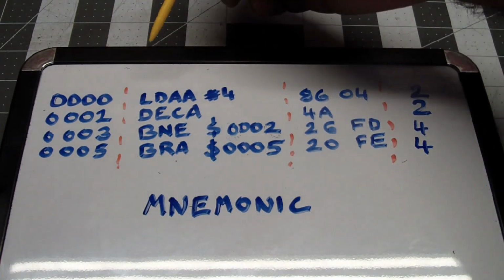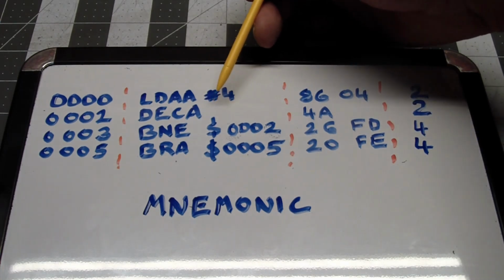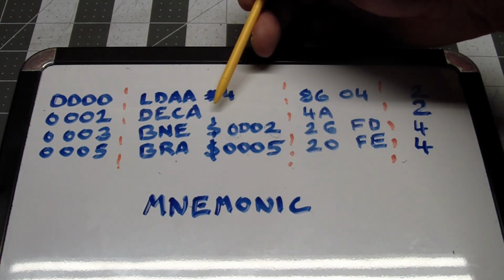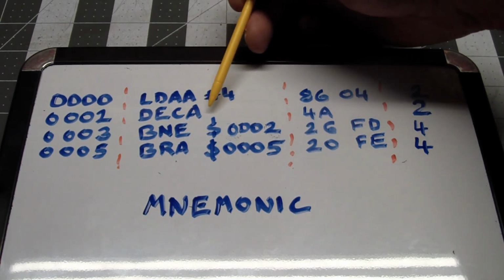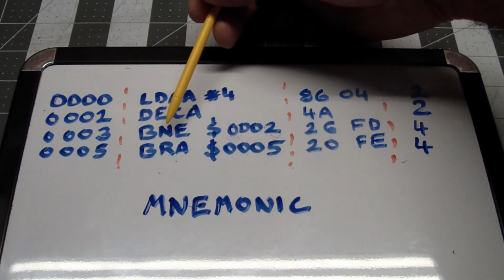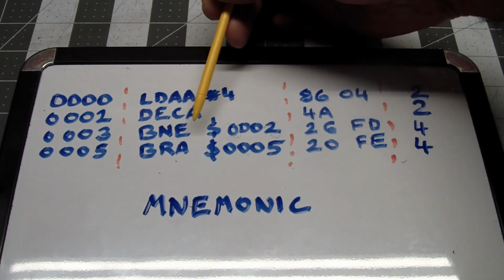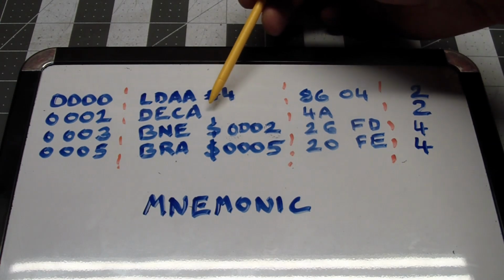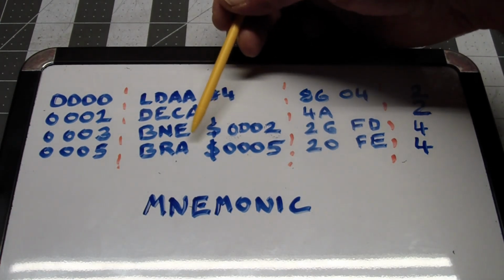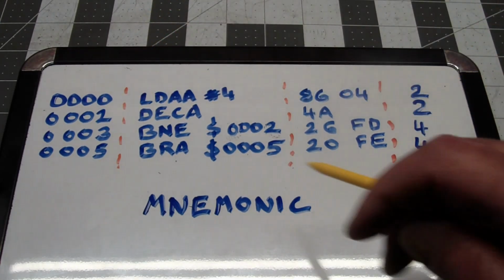Finally, we decrement A. It goes from 4 to 3 to 2 to 1, and finally it goes to 0. When it goes to 0, it sets the 0 flag, the 0 condition code, which means that this branch not equal is not taken. It is ignored because the 0 flag is set. We fall through to location 5, and this is just good programming practice.